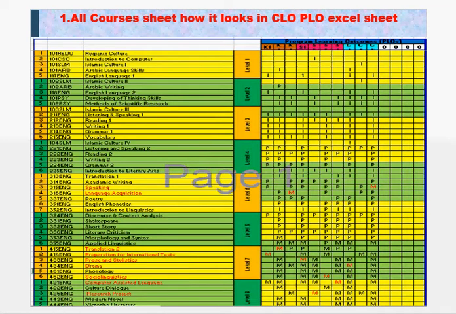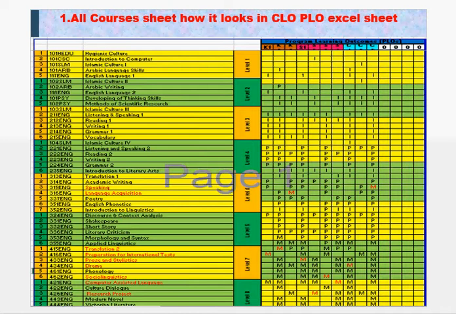On the left you can see the list of courses, from level 1 going on to level 8, and on the right you can see the mapping of the courses. All the courses marked with I are introductory, with P are proficiency, and the ones in M are master. So they are mapped with the PLOs.